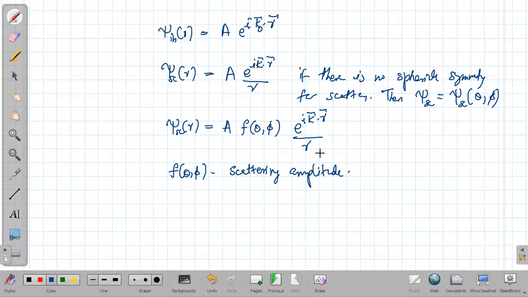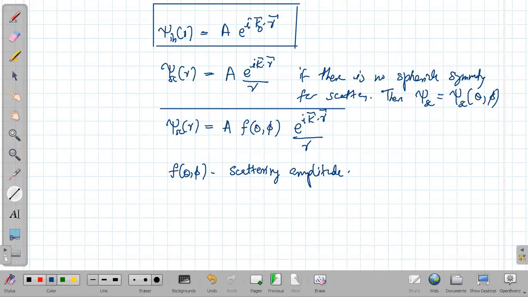Okay. Now we are going to see what would be the differential scattering cross section in this case. We have the wave function for the incident particle, and we have the wave function for the scattered particle in general. Now it is easy to find the expression for the differential scattering cross section.